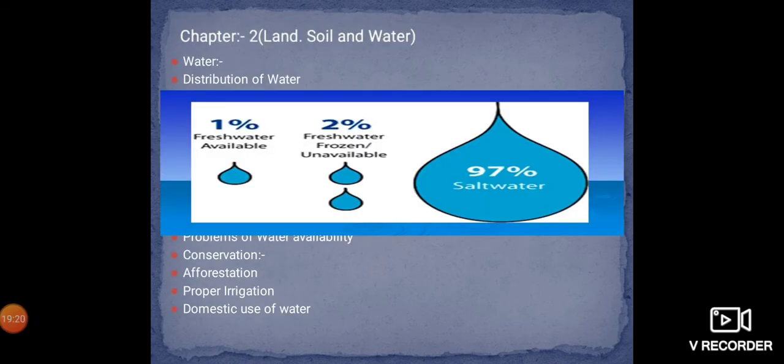Our next topic is problems of water availability. Water scarcity is the lack of fresh water resources to meet water demand. It affects every continent and was listed in 2019 by the World Economic Forum as one of the largest global risks in terms of potential impact over the next decade.